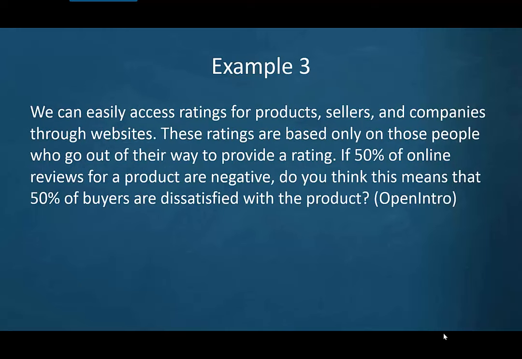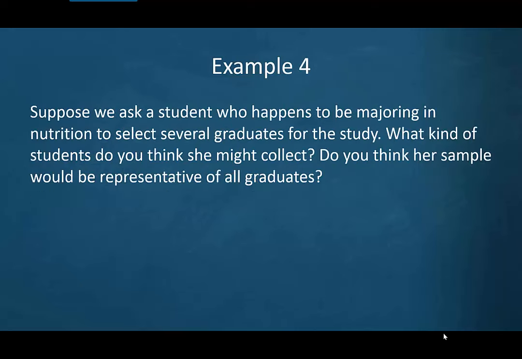Example 3. We can easily access ratings for products, sellers, and companies through websites. These ratings are based only on those people who go out of their way to provide a rating. If 50% of the online reviews for a product are negative, do you think this means that 50% of the buyers are dissatisfied with the product? Just from my own experience, people seem to have a tendency to rant more about products that fall below expectations than rave about those that perform as expected or better than expected. So for this reason, I would suspect there's a negative bias in product ratings on sites like Amazon, Best Buy, and things like that.